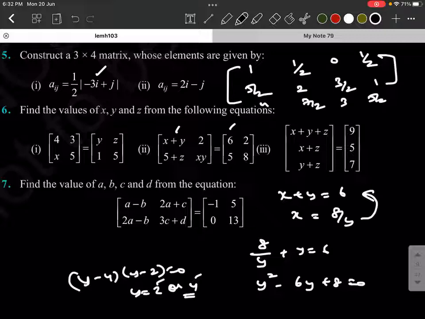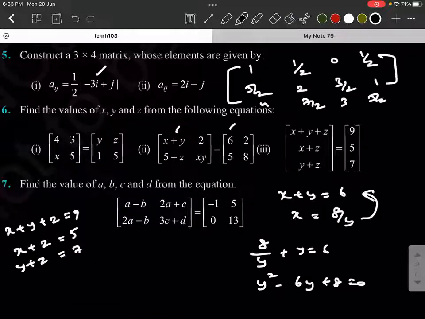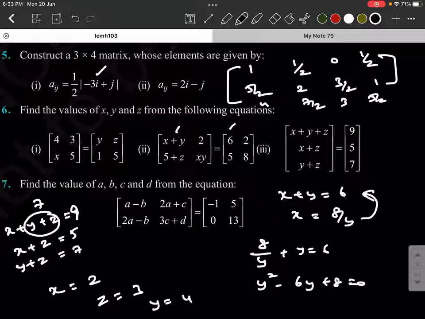So what about the third one? x plus y plus z is? Sir, is z value 3? I'm not sure. I have to check that. So y plus z is 7. Okay, this is 9. I'll put 7 here. Then x will be 2. Correct? Yes, sir. x is 2, y is 4. Then z will be 3.